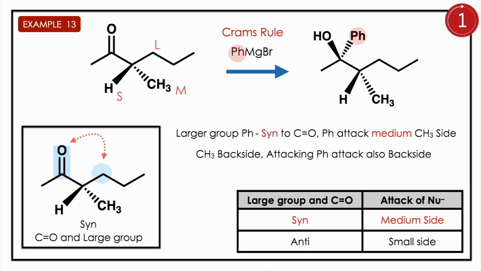So according to the Cram's rule, large group and carbonyl syn to each other mean attack will be on medium side. Here medium group is methyl. So the attack will happen on methyl side. It is below the plane. So attack will happen below the plane. Phenyl attack from below. OH come above. So you have the final product. The concept you have to learn here is always crucial to find the relationship between carbonyl and large group in alpha chiral carbon.